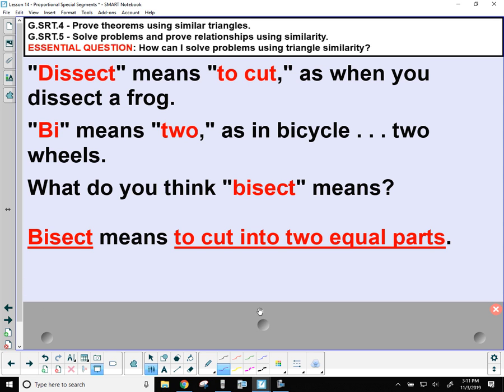Since it's around Halloween, never mind, I won't talk about cutting people in half. Like a frog.